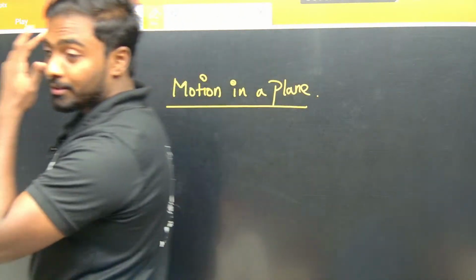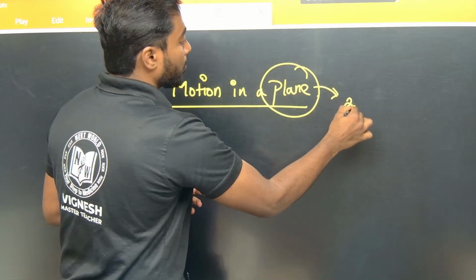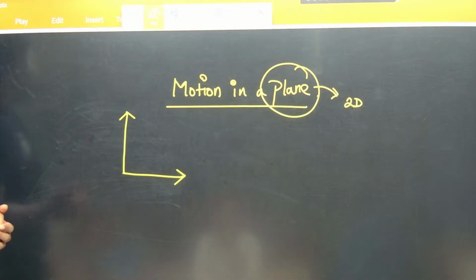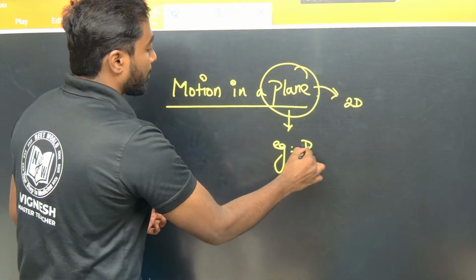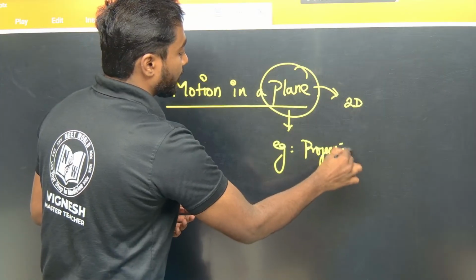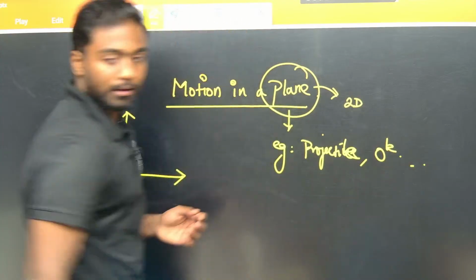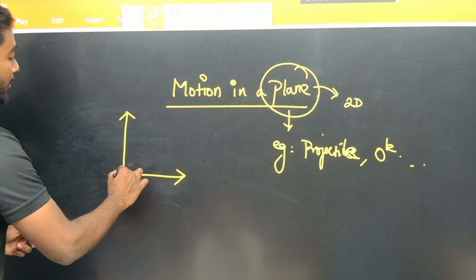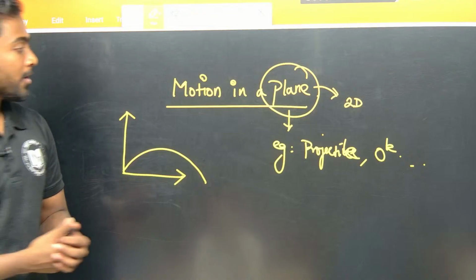So till now we have seen the one dimensional. So plane is nothing but two dimensional, no? So it should be in both x axis as well as y axis. Okay. So for example for plane, projectile or circular motion, etc. So these are the examples of plane. Projectile in the sense I am projecting a particle, so it should be in both x and y axis. Circular motion also both x and y axis or any two axis will take.